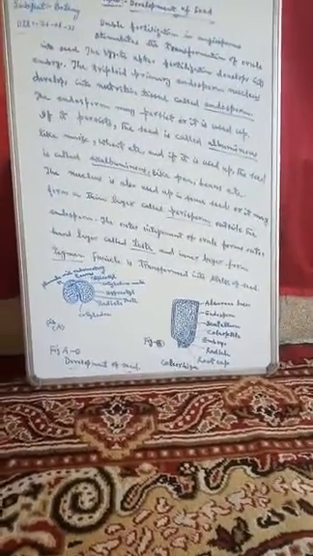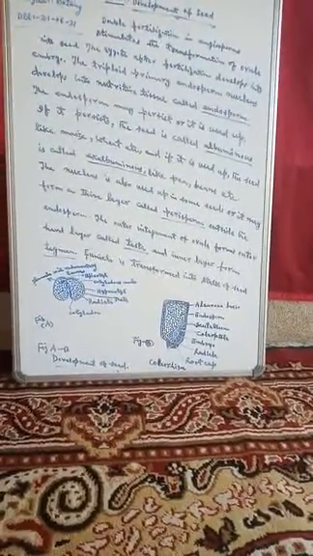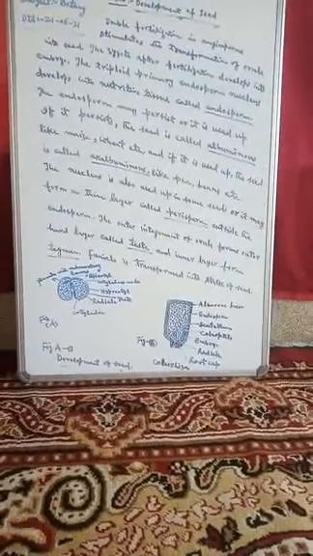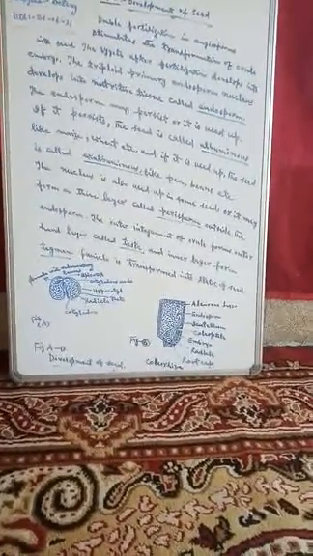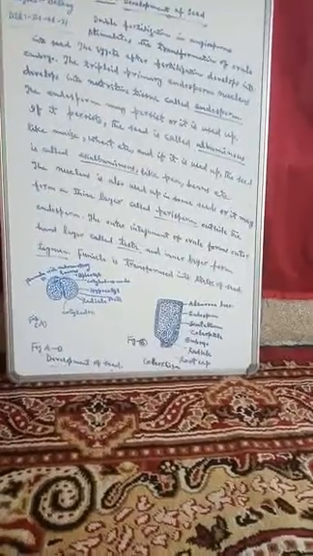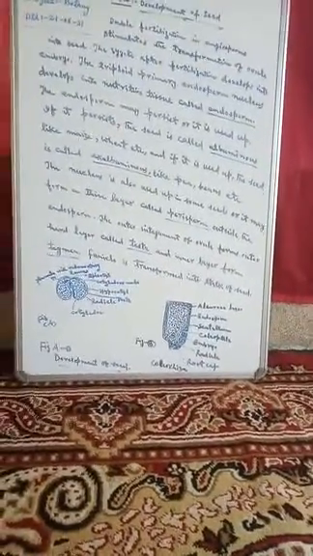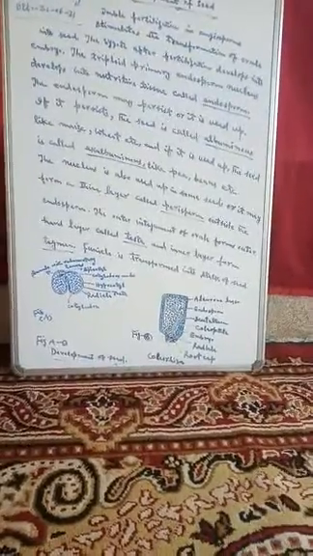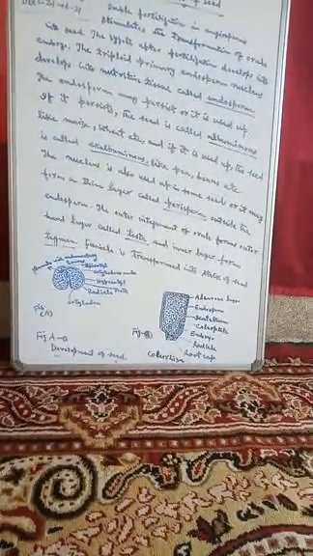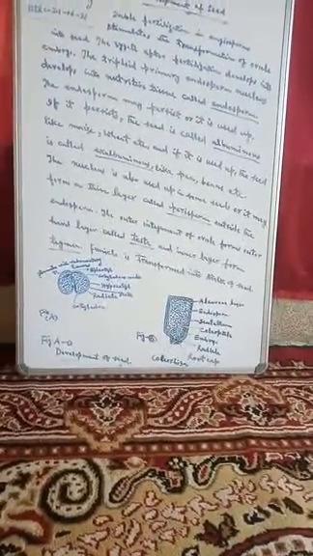The outer integument of ovule, as you know, the ovule has two integuments, the outer integument and the inner integument. The outer integument of ovule forms the outer hard layer of seed called the testa. So the outer layer of the seed is hard and is called the testa, while the inner layer of seed forms the tegmen.